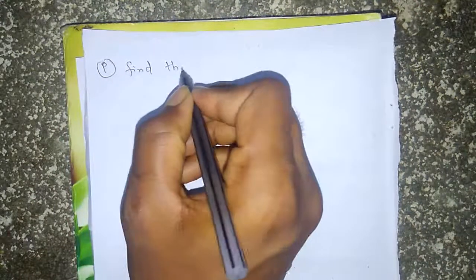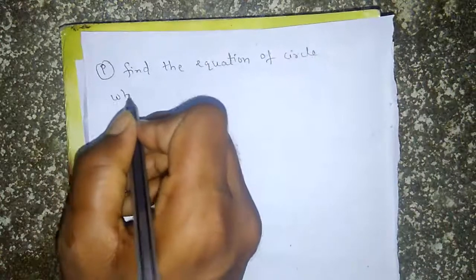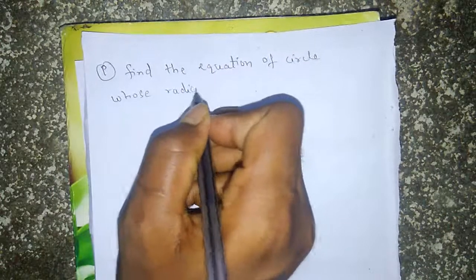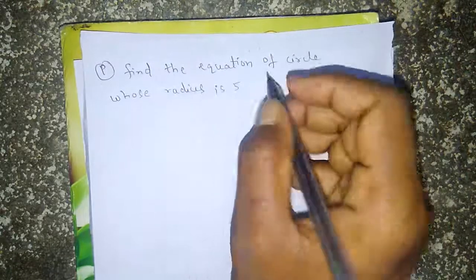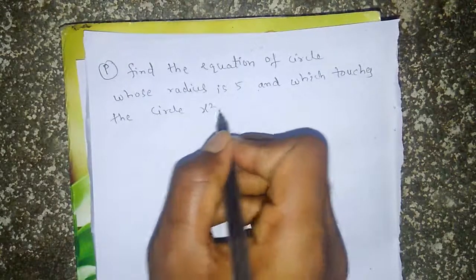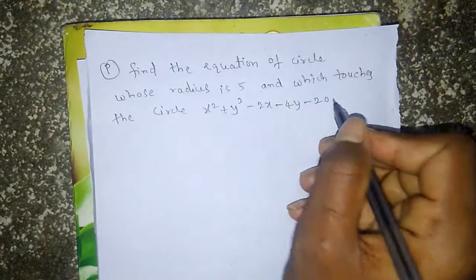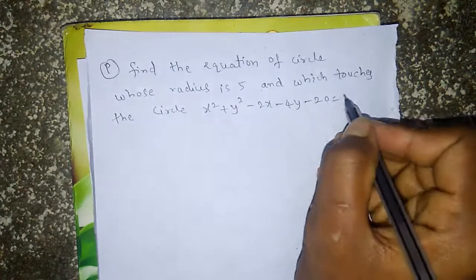Our next problem is: find the equation of the circle whose radius is 5 and which touches the circle x² + y² - 2x - 4y - 20 = 0.